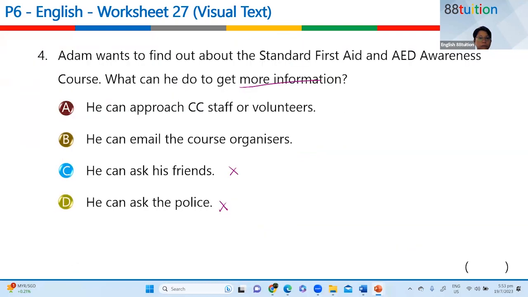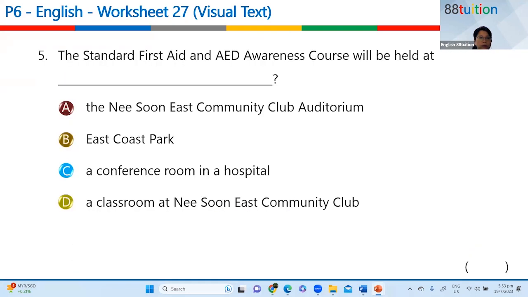Next, Adam wants to find out about standard first aid and AED awareness course. What can he do to get more info? So to get more info is to approach CC staff, already mentioned to you just now. It's all in the passage, right? Next one will be held at, right? Shown to you already. 03, I think they put on a venue, right? 03-05.